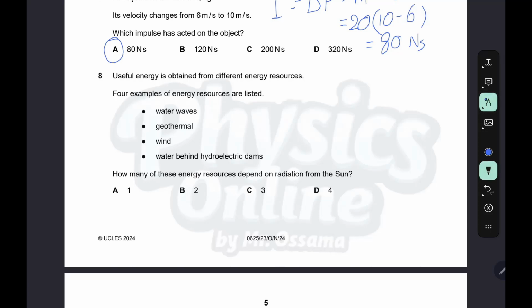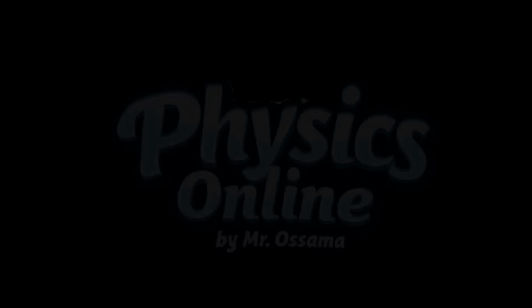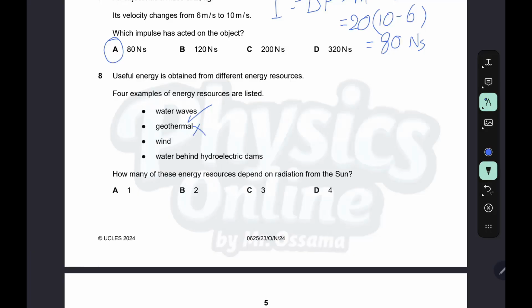Number 8. Useful energy is obtained from different energy resources. For example, these energy resources are listed: water waves, geothermal, wind, water behind a hydroelectric dam. How many of these energy resources depend on radiation from the sun? Water waves depend on the sun. Geothermal does not depend on the sun. The energy of the wind also depends on the sun. Water behind the hydroelectric dam also depends on the sun. So the answer is C.